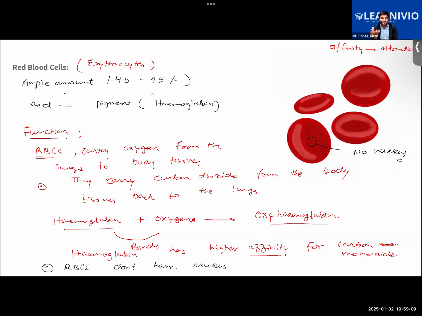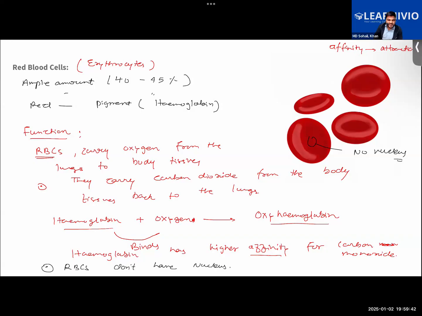Try to recall this. What's the name of the pigment found in the blood? The red pigment found in the blood, that we call as, repeat again. Plasma? No, it's a pigment. Plasma is a liquid, a fluid. It's starting with H, right? Yes, it's hemoglobin.